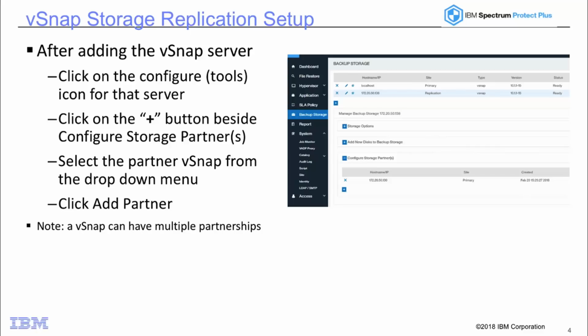So just some detailed steps on adding the vSnap replication. You add the vSnap server, so you create a vSnap server, and then you click on the configure tools icon for that server, click on the plus, and you define a vSnap partner from the configure storage partners menu. And that will create a partner for a particular vSnap storage repository.